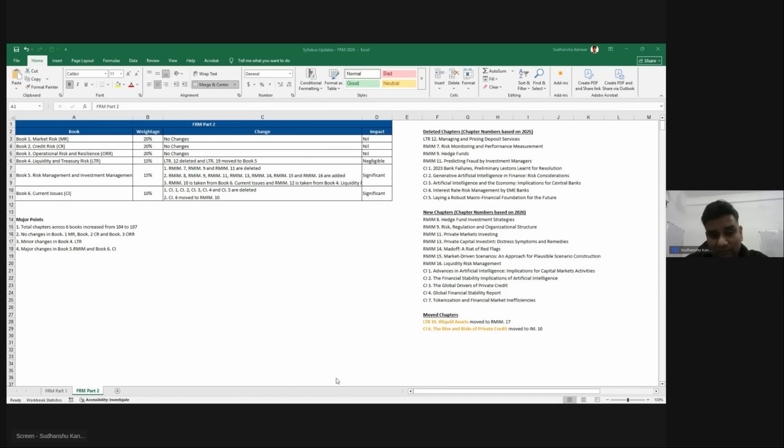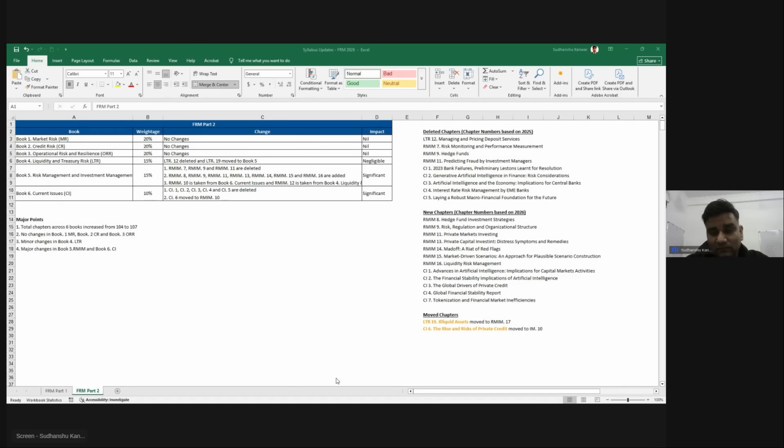Now, when you look at Book 5, which is Risk Management and Investment Management, this is the biggest shift in Part 2. What has happened is that chapter number 7, chapter number 9, and chapter number 11 have been deleted, those chapters disappear completely. Chapter number 12 has been split and partially moved. There are four new risk management and investment management chapters that have been added.